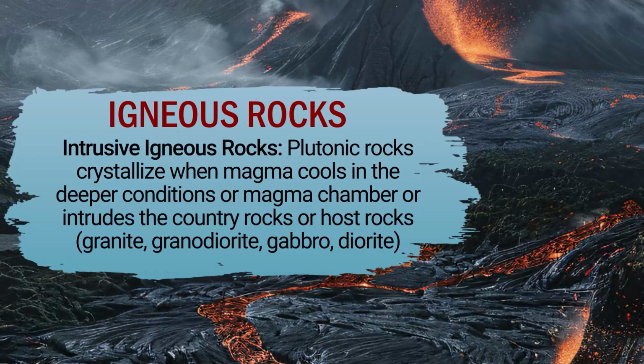Now, igneous rocks can be of two types. One is intrusive igneous rocks and the second is extrusive igneous rocks. Plutonic rocks crystallize when magma cools in deeper conditions or in a magma chamber, or intrudes the country rock or the host rock. They are called intrusive igneous rocks. Examples are granite, granodiorite, gabbro, diorite.